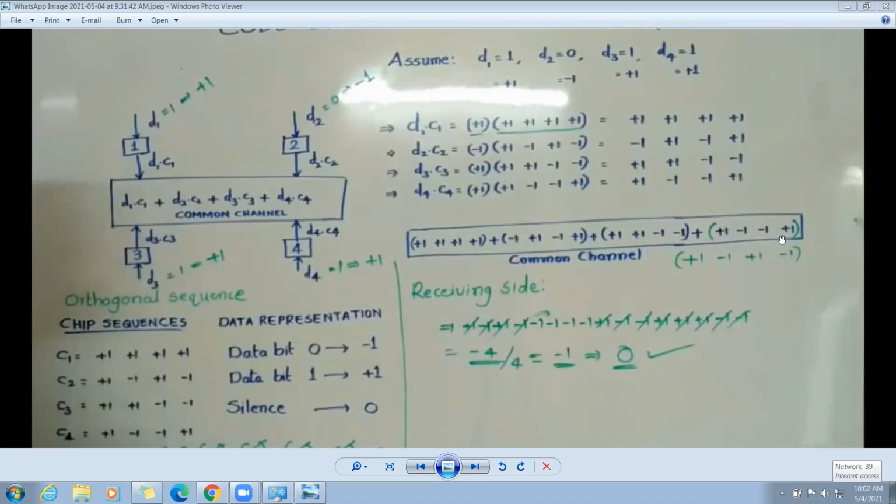How will we get D1's data? What is D1's data? 1 is D1's data, right? 1 is D1's data. How will I get D1's data? Anyone got an idea?